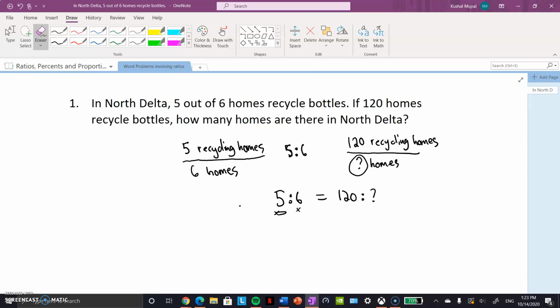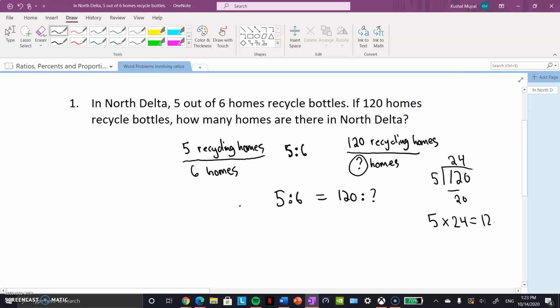So, I'm going to put 120 into a short division by 5. We get 24. Okay? So what this means is 5 times 24 equals 120. So, because of the properties of a ratio, if you multiply this by something, you can also multiply this by the same thing to get the new ratio over here.